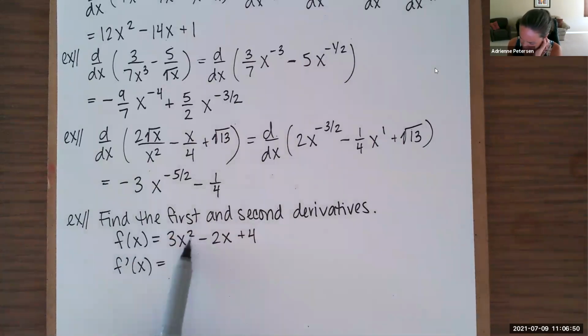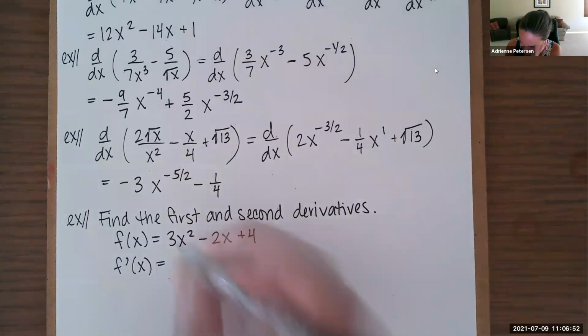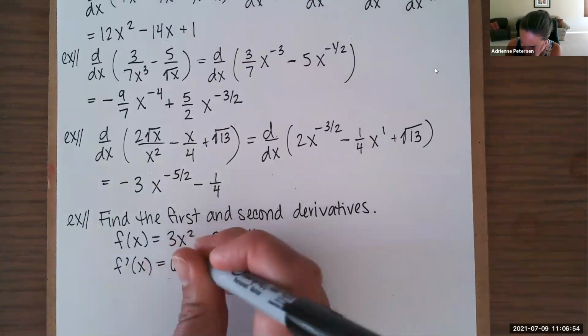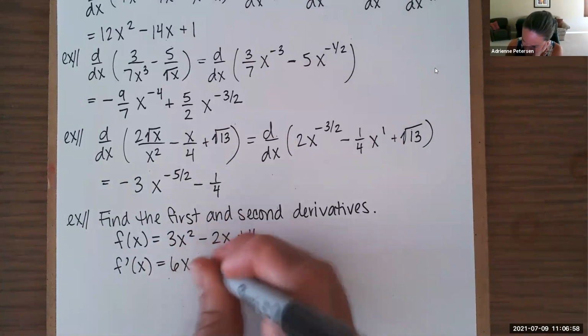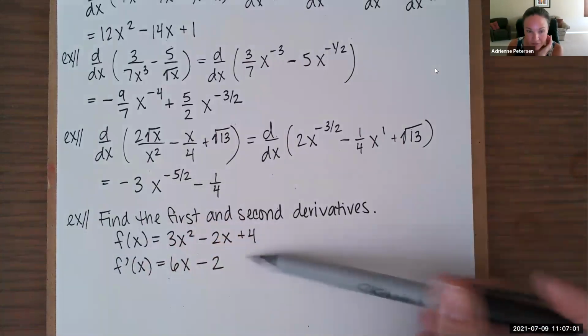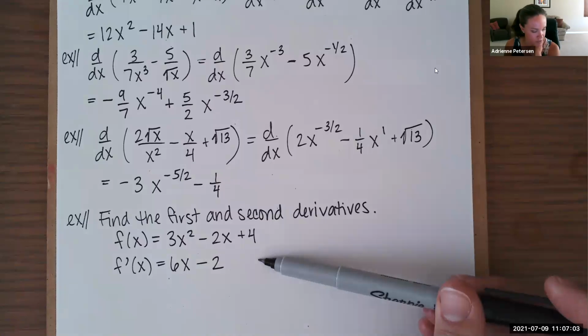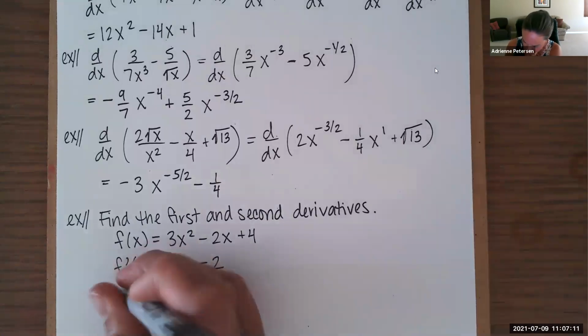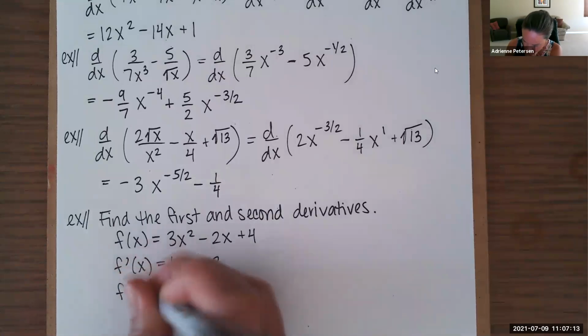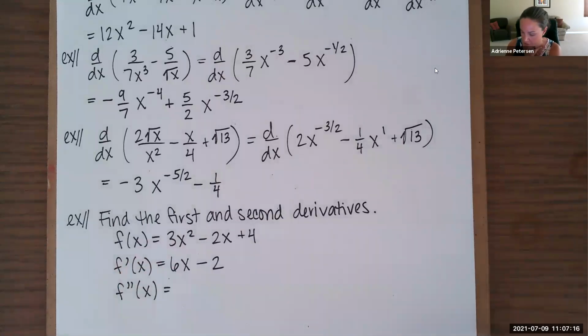Finding the derivative really quickly, right? We bring our 2 down in front, so 3 times 2 is 6, x to the first. The derivative of -2x is -2, and the derivative of a constant is 0. So there's our first derivative. Now this also asks us to find the second derivative, so we just repeat this process. So to find f double prime of x, we take the derivative of the first derivative. So we just take the derivative again.